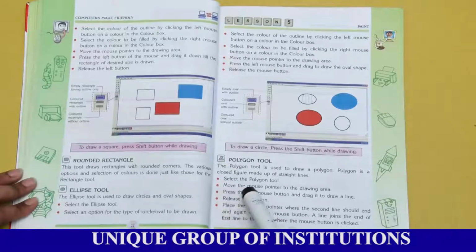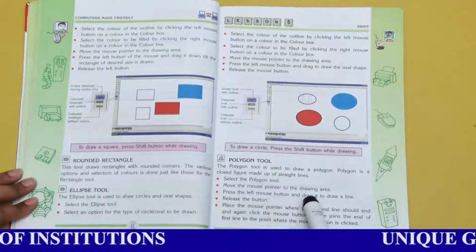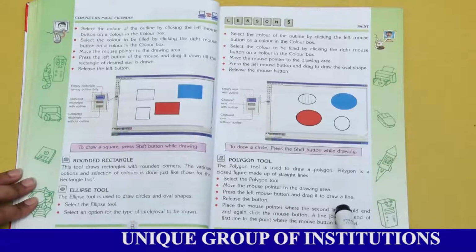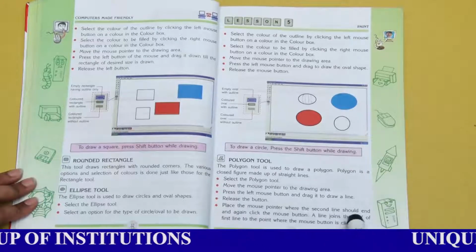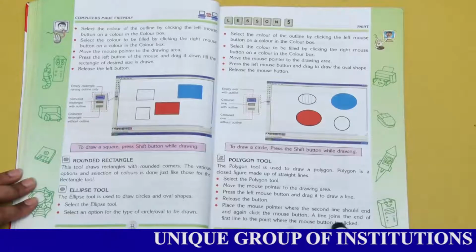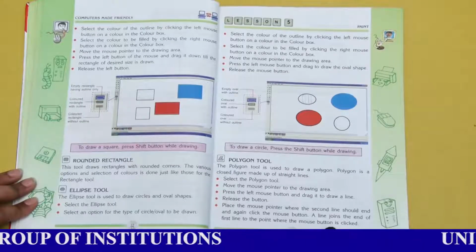Number 1, select the polygon tool. Number 2, move the mouse pointer to the drawing area. Then press the left mouse button and drag it to draw a line. Release the button. Place the mouse pointer where the second line should end and again click the mouse button. A line joins the end of the first line to the point where the mouse button is clicked.